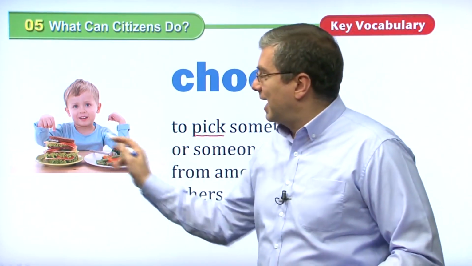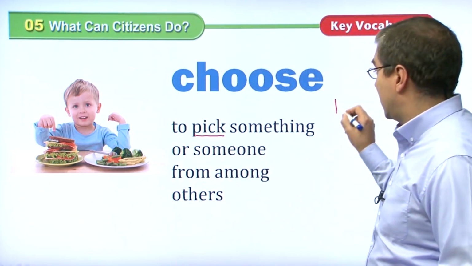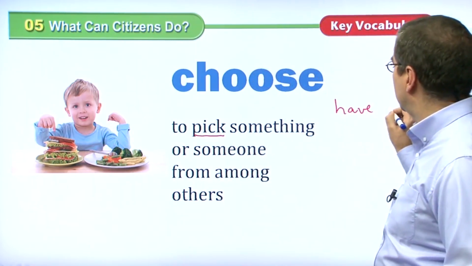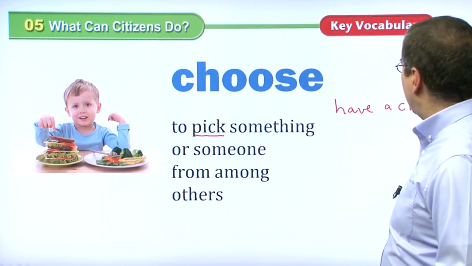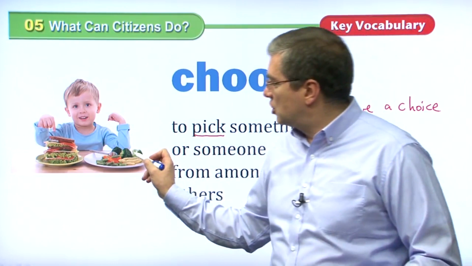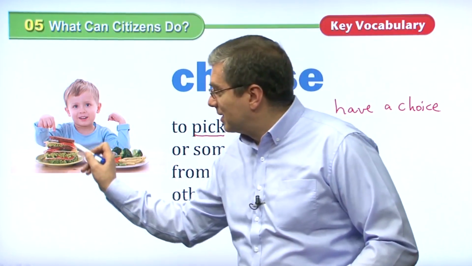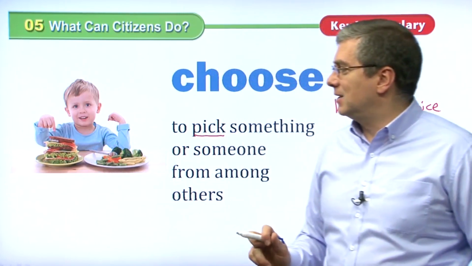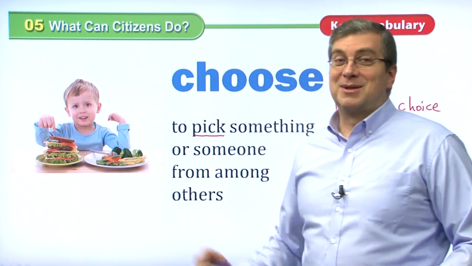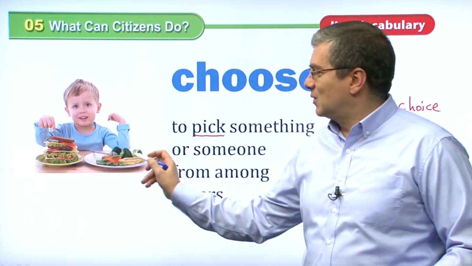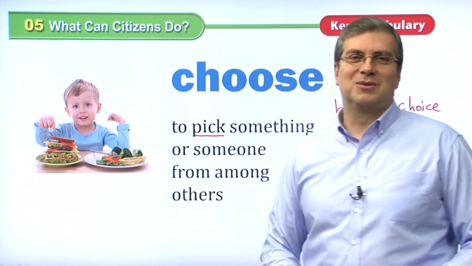So if this boy has a choice, right? He has a choice. Again, we use have a choice, have responsibility, have a right. This boy has a choice to make. He can choose the vegetables, or he can choose the sandwich with the cheese and the meat and everything else. Now, he's going to choose this one, right? Because it tastes better. This one is probably healthier for him, but he's going to choose the sandwich because it tastes better.